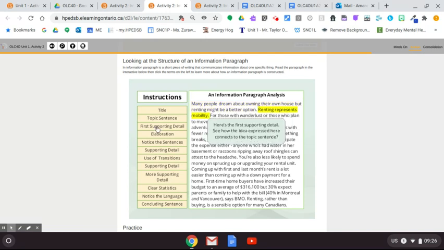So what is the first supporting detail? So we are looking at renting. Renting represents mobility. So here's the first supporting detail. See how the idea expressed here connects to the topic sentence. So the paragraph is going to tell us why renting is a better option. The first point is renting represents mobility, and then the person is going to elaborate on how renting represents mobility.